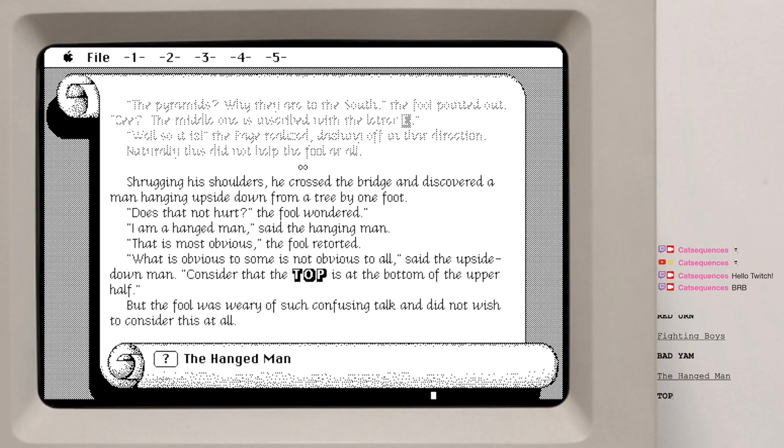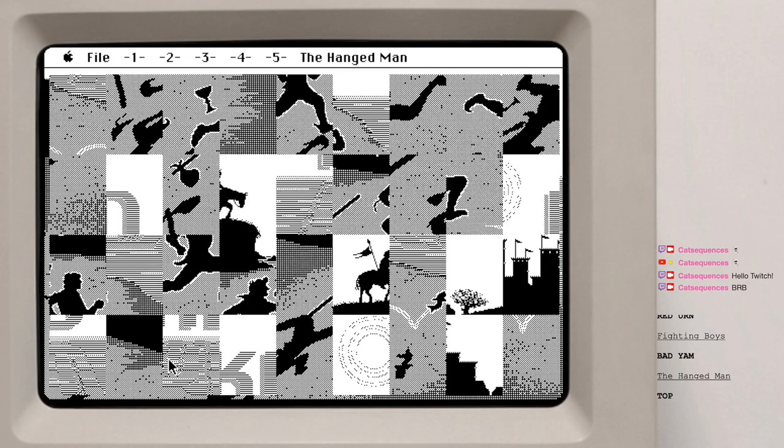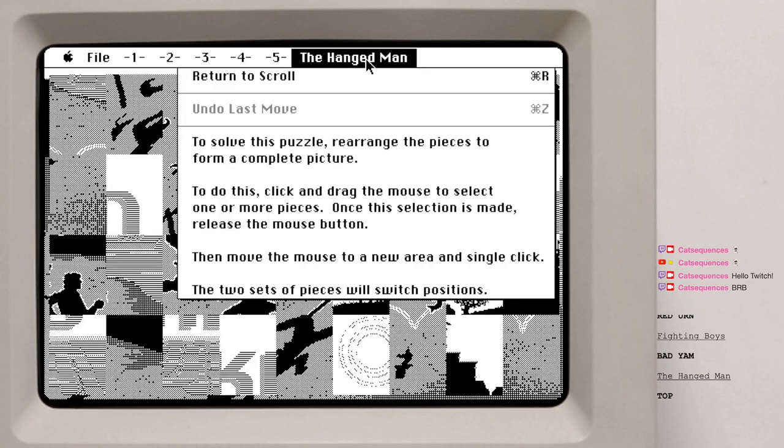What? But the fool was weary of such confusing talk and did not wish to consider this at all. The top is at the bottom of the upper half. I'm not sure of the veracity of that, Hanged Man. What's your puzzle? Oh, it's another picture one. Okay. Well, we did one of these. We can do that.